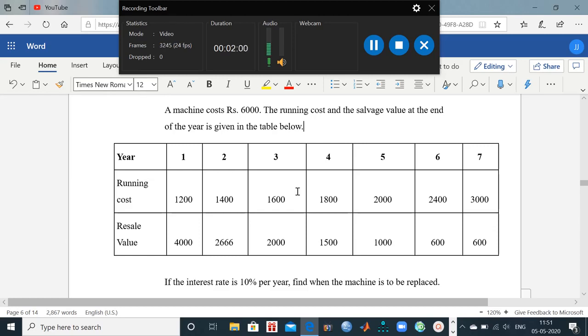The cost of the machine is 6,000 rupees and running cost has been mentioned for 7 years. Resale value is mentioned for 7 years, and the interest rate is 10% per year, which is the value of R.